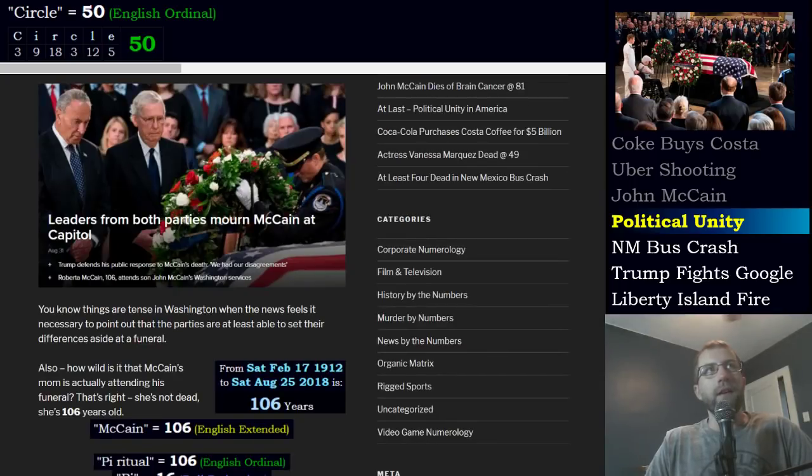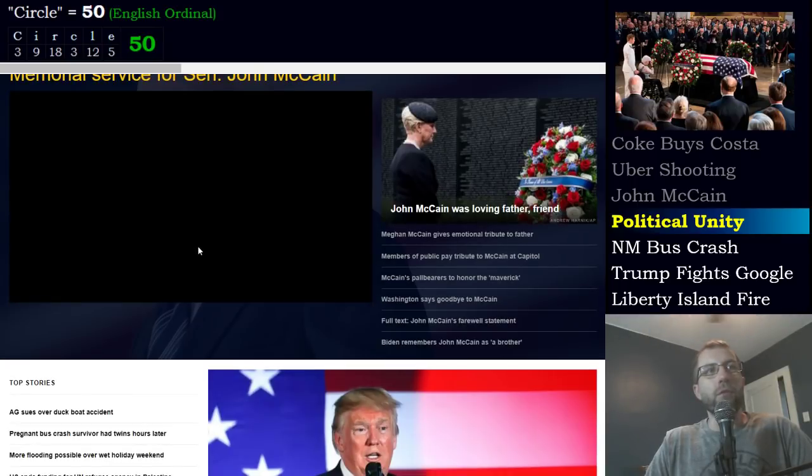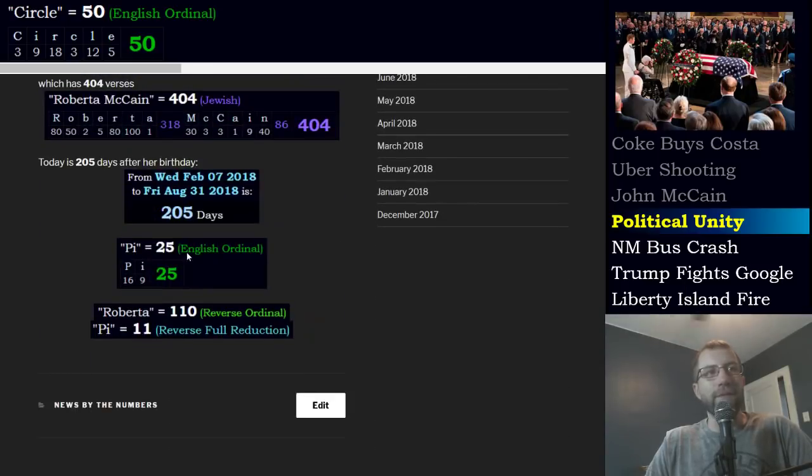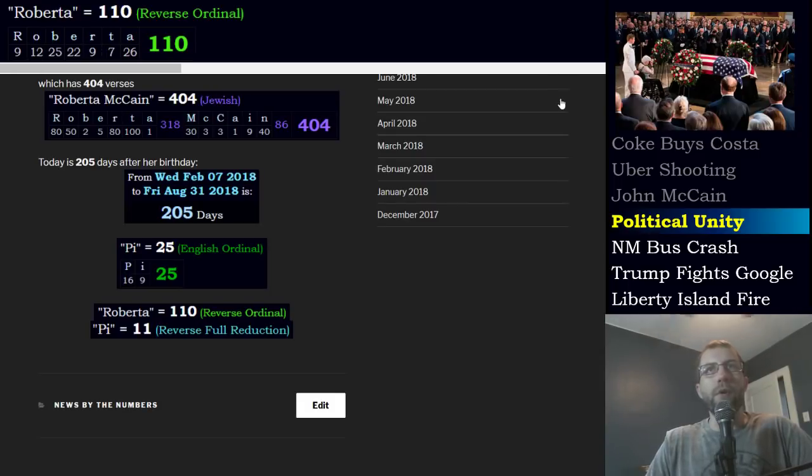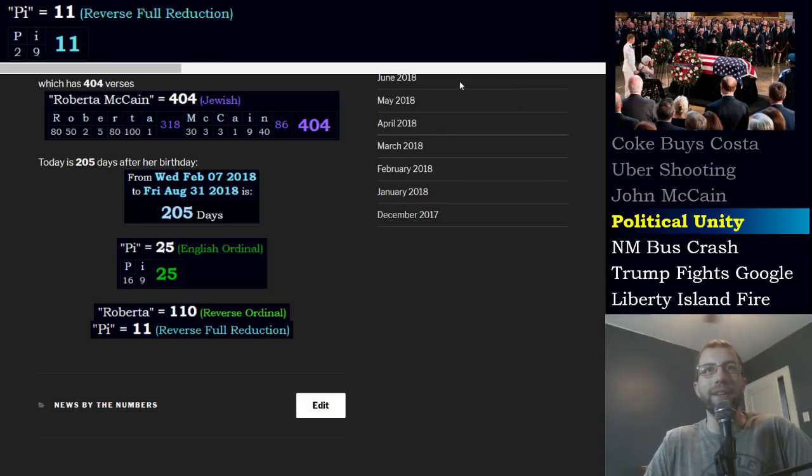Also, the date of the funeral was 205 days after Roberta McCain's birthday. The word pi equals 25 in the alphabetic order. Also, the name Roberta equals 110, reverse, just like pi equaling 11 in reduction. And for the record, pi does equal 11 in keypad gematria.